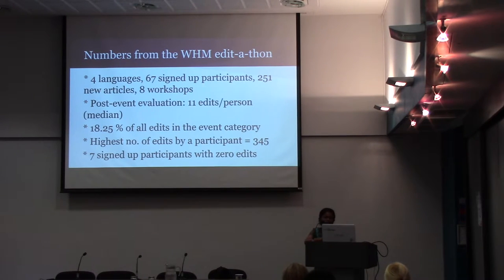Also, we found that 18.25% of all edits made by the participants during Women's History Month fell into the category of the event. We created a new category called articles created or expanded during the Women's History Month. When we compared it with their whole edits during March and the edits within the category, we found that 18.25% of the edits happened because of the event.